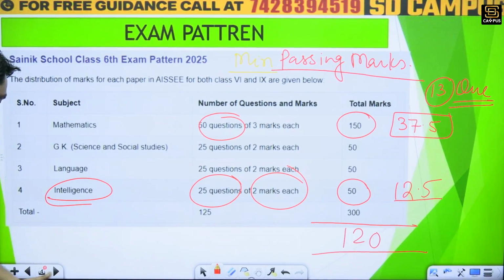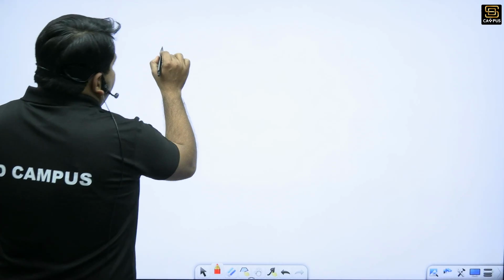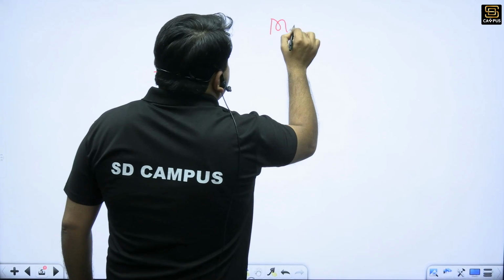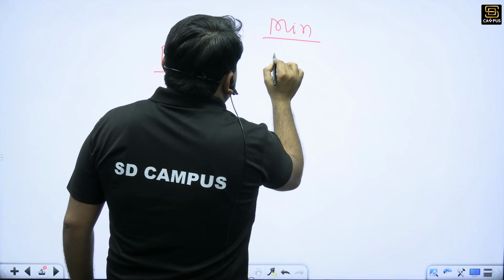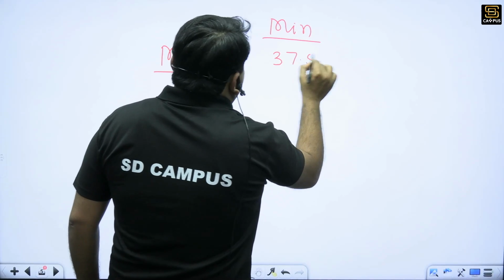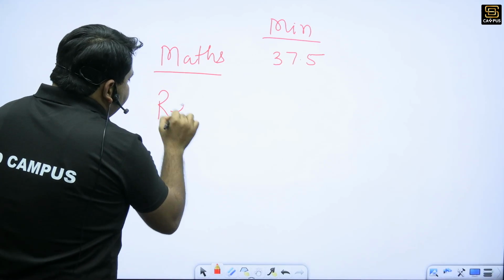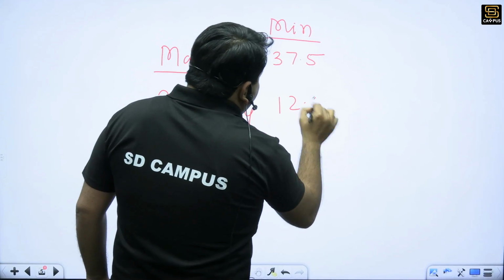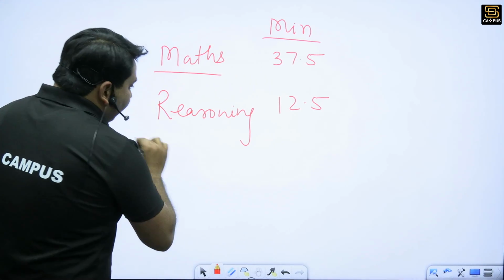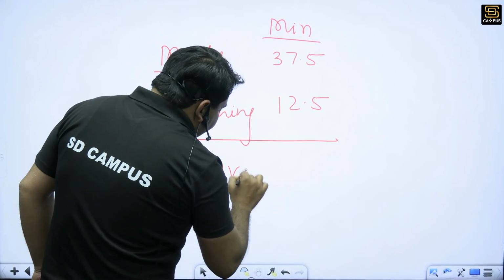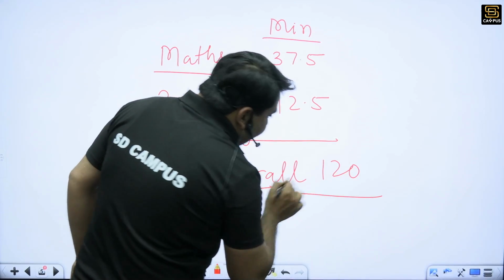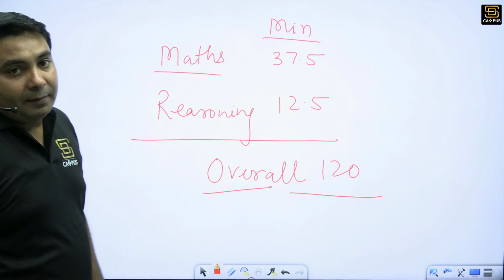So I give you a brief. In maths, the minimum passing marks you should have is 37.5. In reasoning, the minimum passing marks is 12.5, but overall in the examination you should have 120 marks.